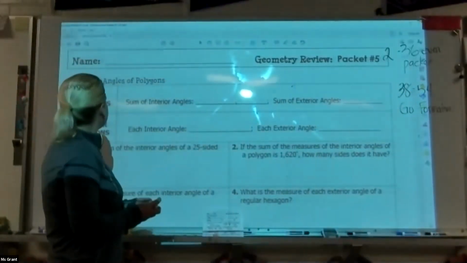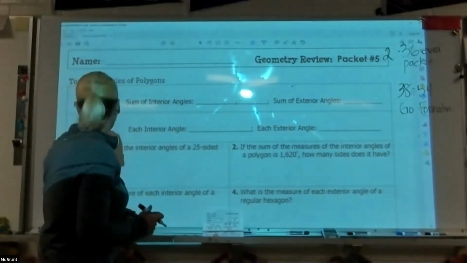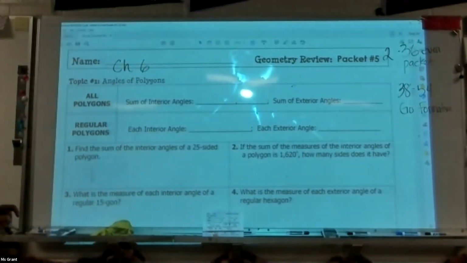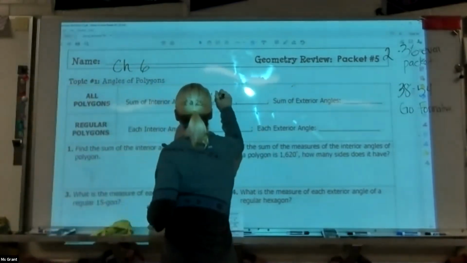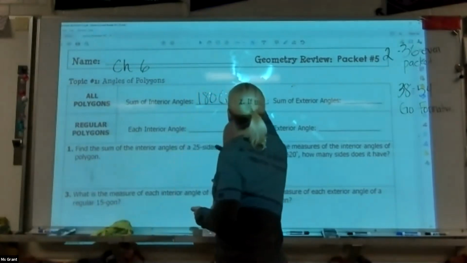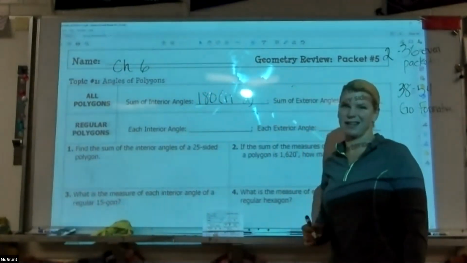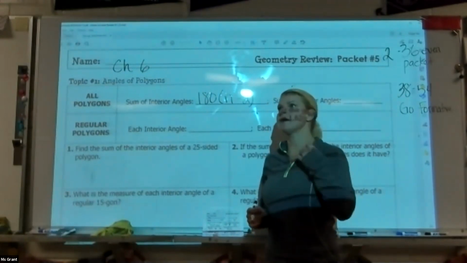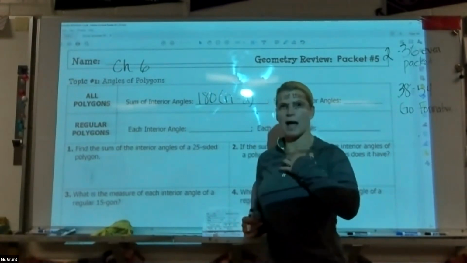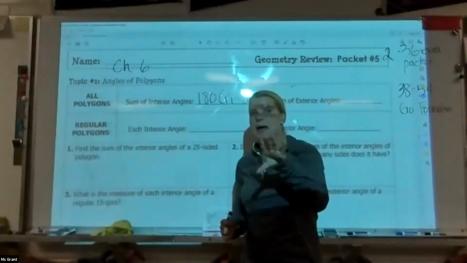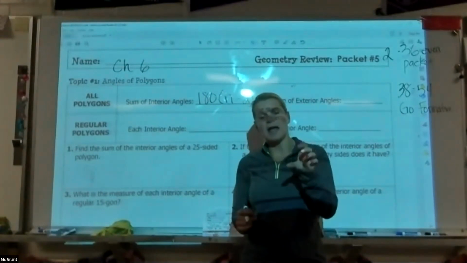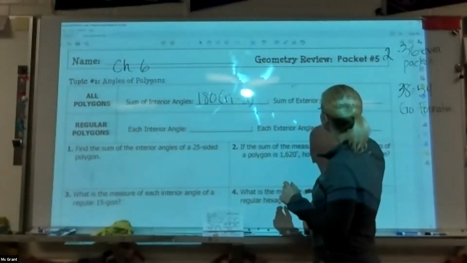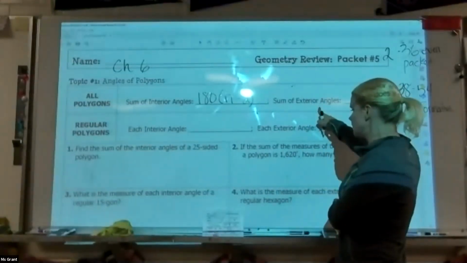Here we go. Angles of polygons. We are in chapter 6, guys. This is chapter 6 of your textbook. Sum of the interior angles is 180 times n minus 2. We practiced this last week, actually. Remember when I had to find the area of a hexagon, an area of a pentagon? I had to do in a pentagon, how many degrees total? And then I divided by 5 in a pentagon to get each angle.